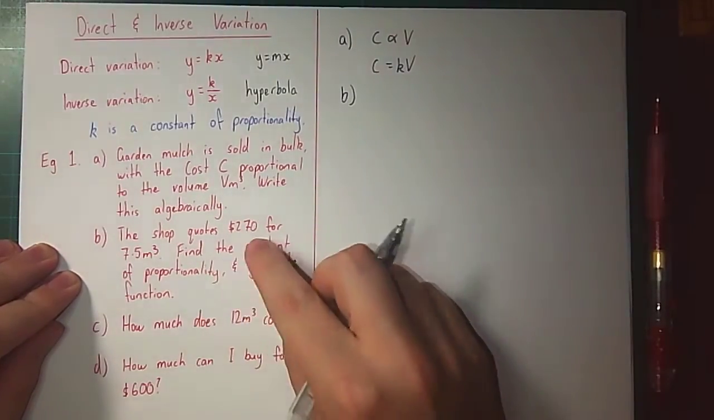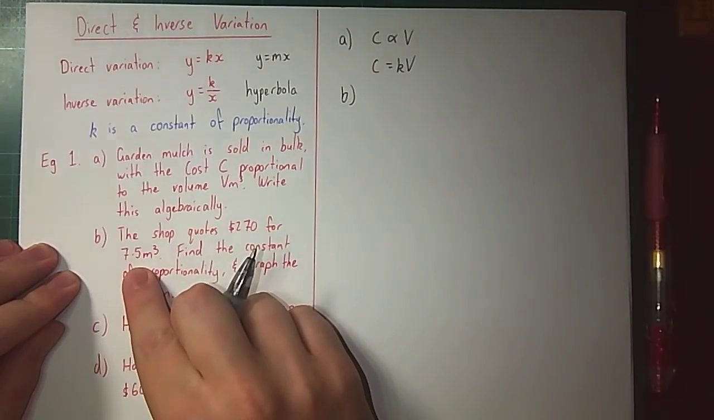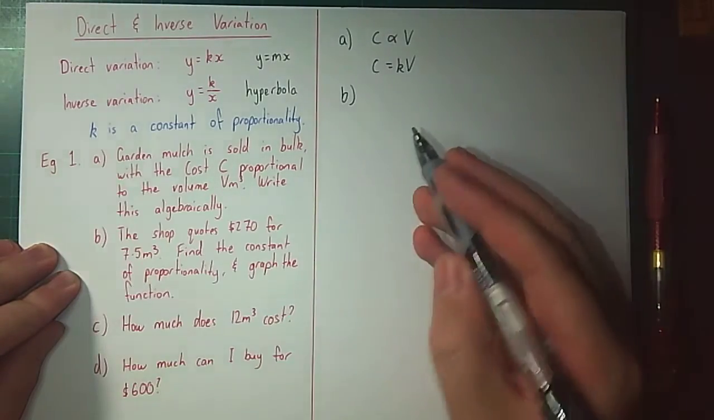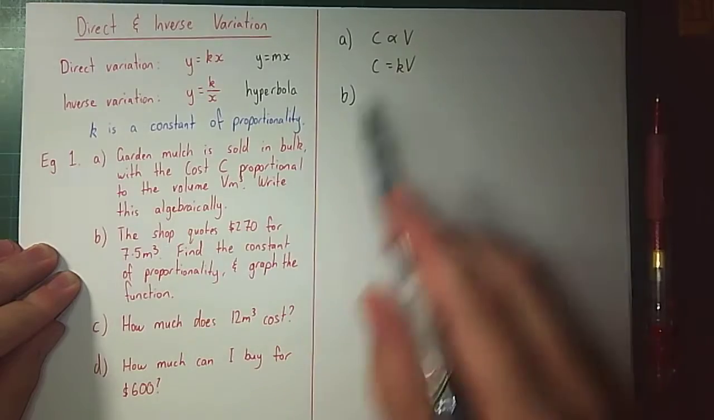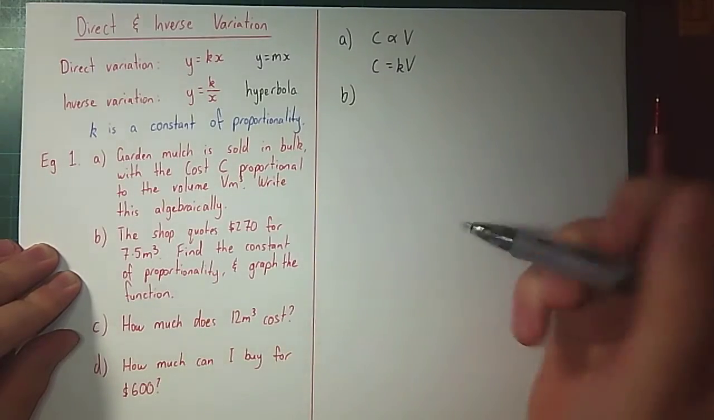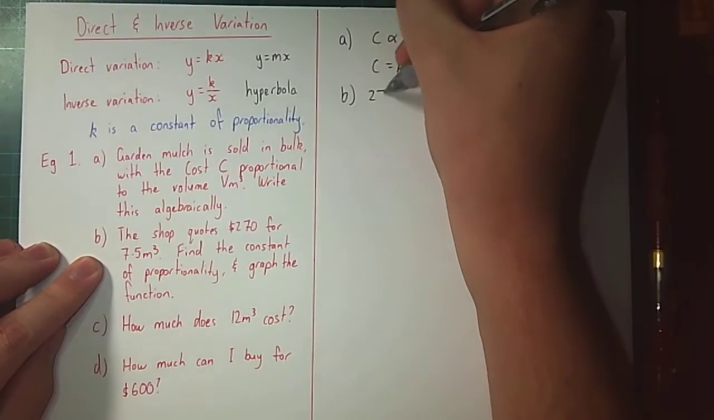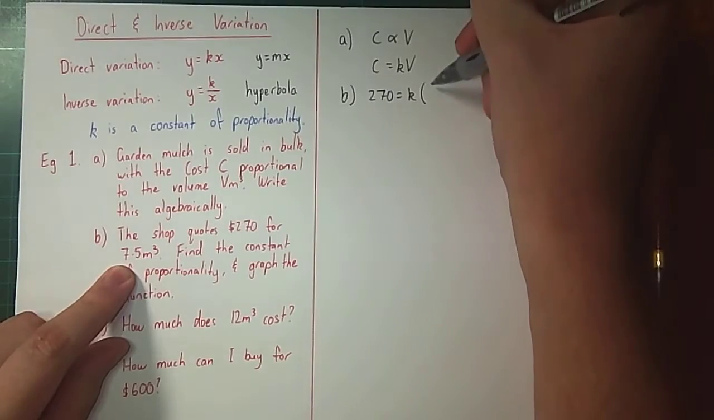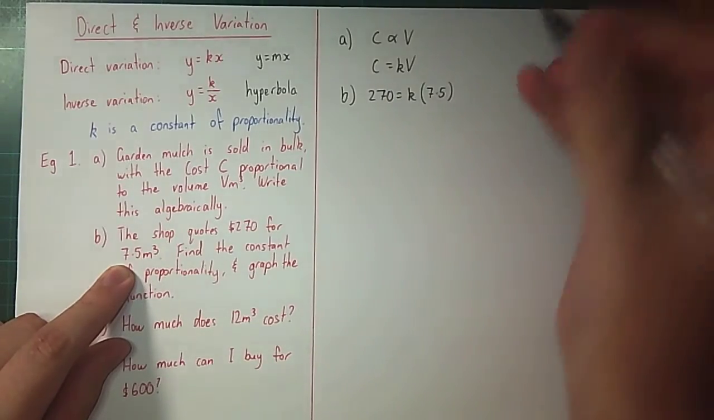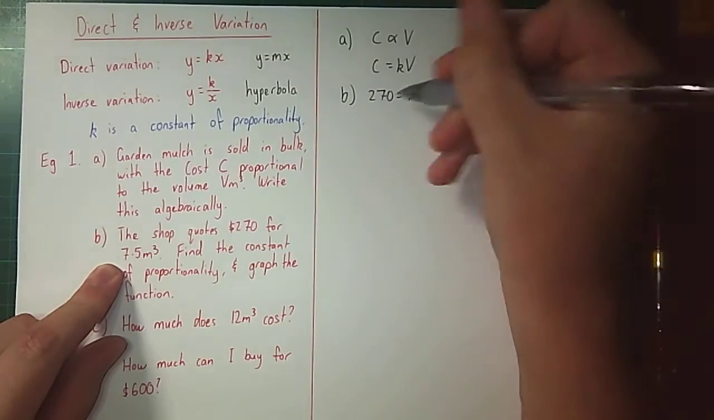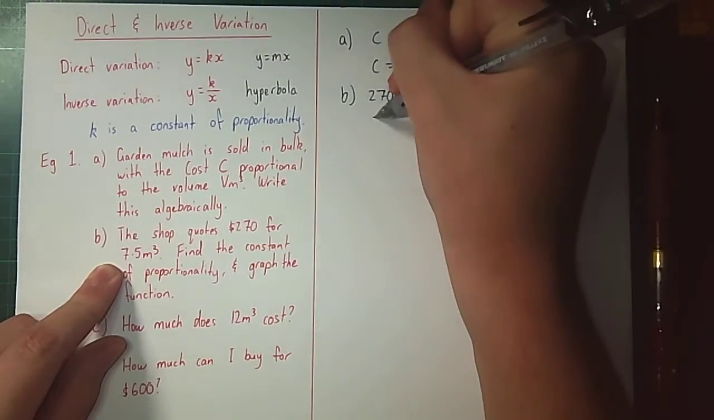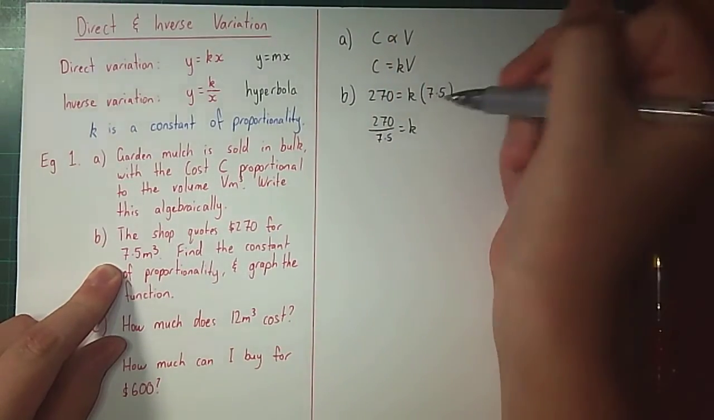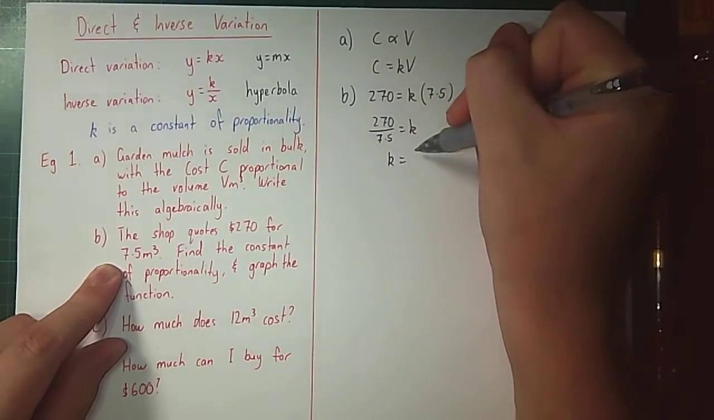For B, it asks us two things. It says the shop quotes $270 for 7.5 meters cubed. Find the constant of proportionality and graph the function. Now I've written up here k is a constant of proportionality, so that means that we need to find the value for k. So we're going to input these values. The cost is 270, we don't know what k is, and the volume is 7.5. So we'll sub those values in. Now if we divide both sides by 7.5, we have 270 over 7.5 is equal to k. So sub that into a calculator, we get k is equal to 36.